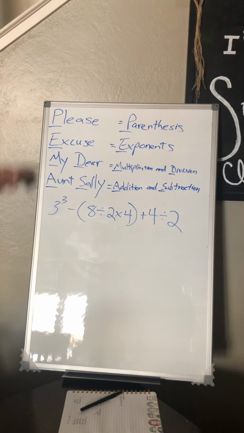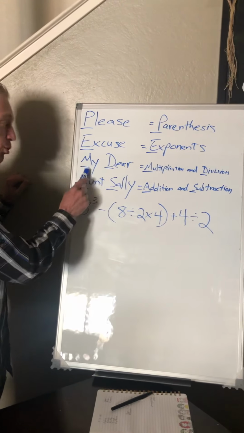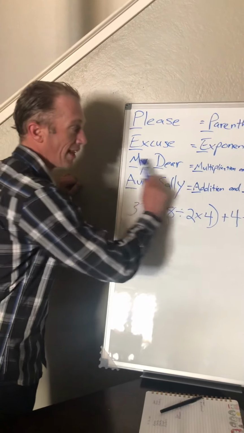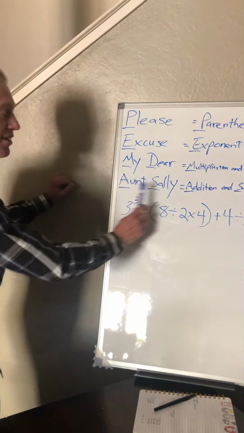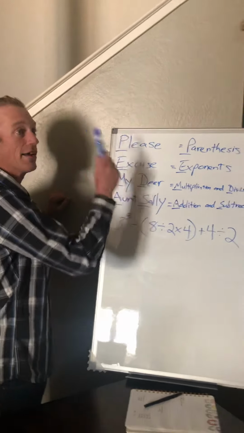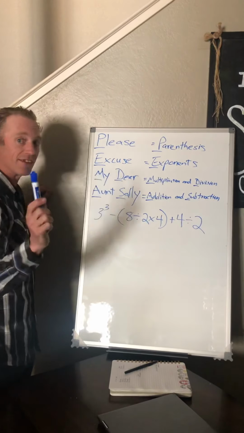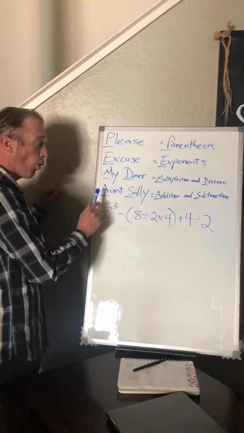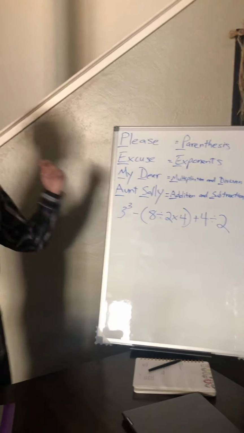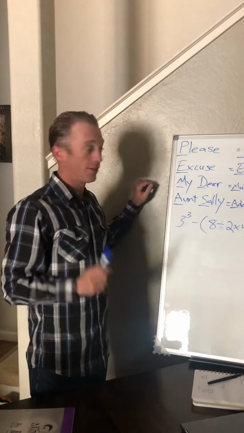But by learning Please Excuse My Dear Aunt Sally, many people make the mistake of always multiplying before dividing, which is not what you do. We do these left to right together. Same thing in addition and subtraction. People seem to think because of Please Excuse My Dear Aunt Sally that we always add before we subtract. That is not true. If you always add before you subtract, you're going to get the answer wrong. So instead of Please Excuse My Dear Aunt Sally, I want you to learn it this way.